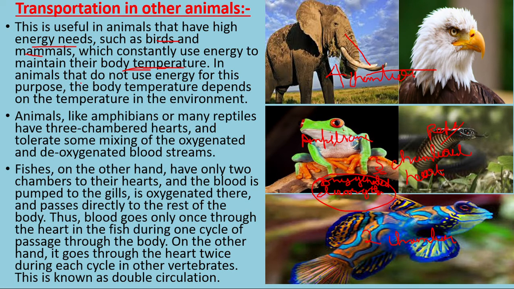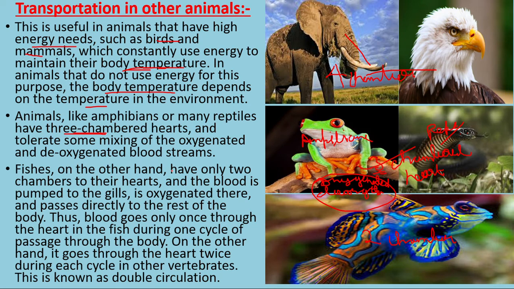In animals that do not use energy for this purpose, the body temperature depends on the temperature in the environment. Animals like amphibians and many reptiles have a three-chambered heart, as I said here, and tolerate some mixing of oxygenated and deoxygenated blood streams. And as I said, they have mixed blood; there is no separate oxygenated and deoxygenated blood.